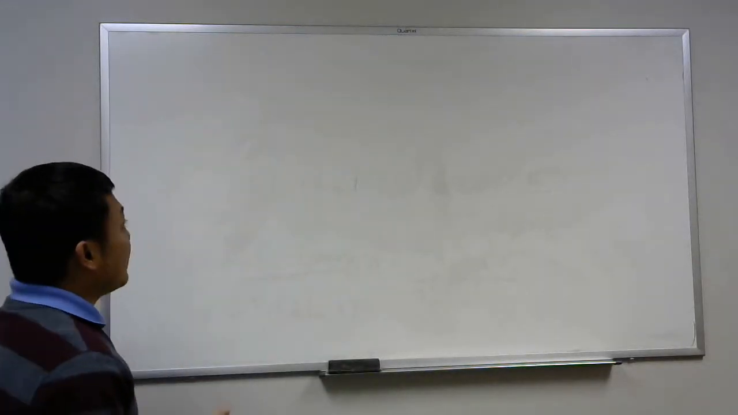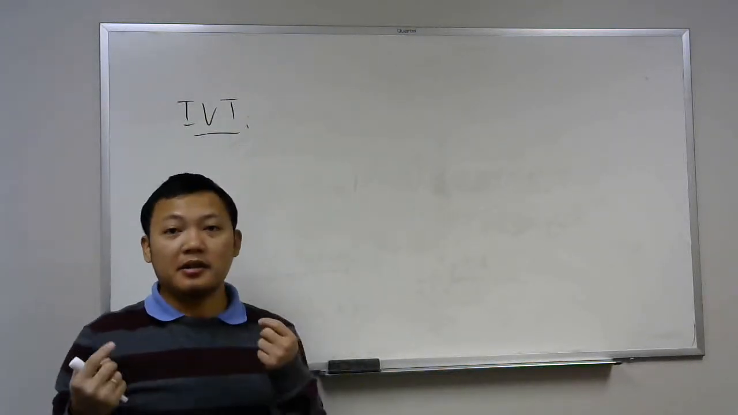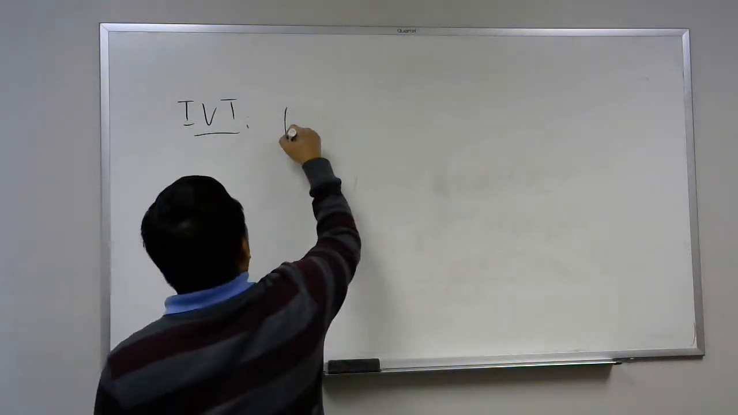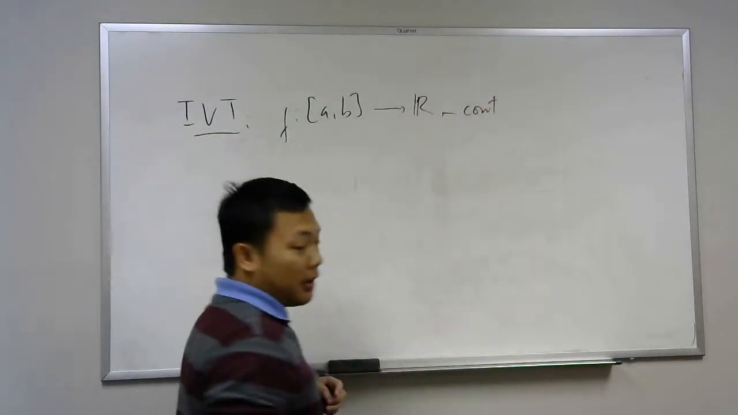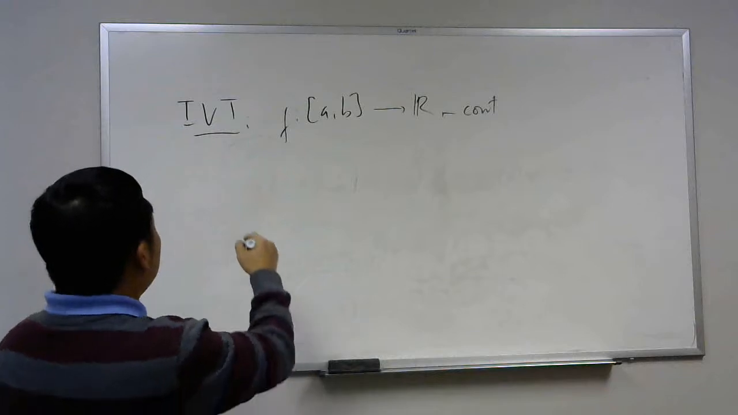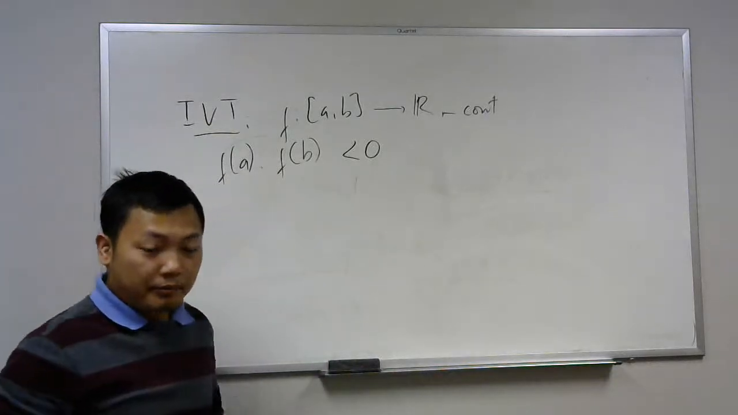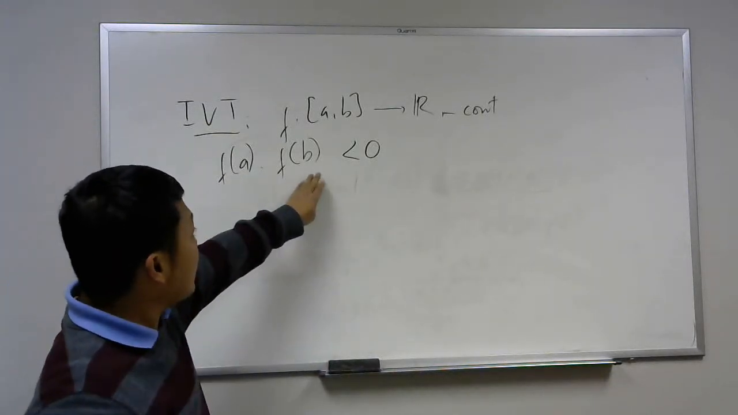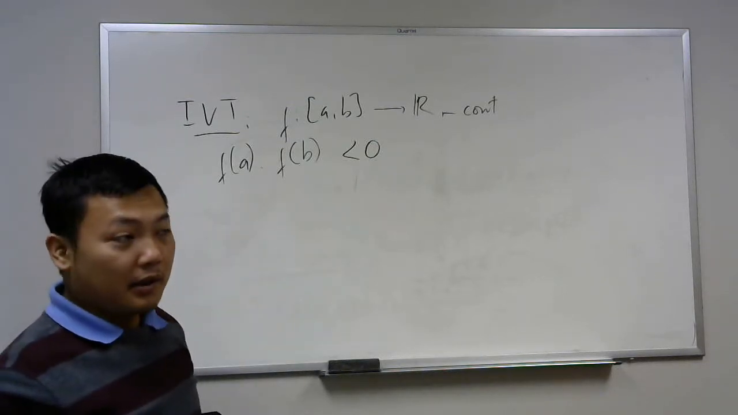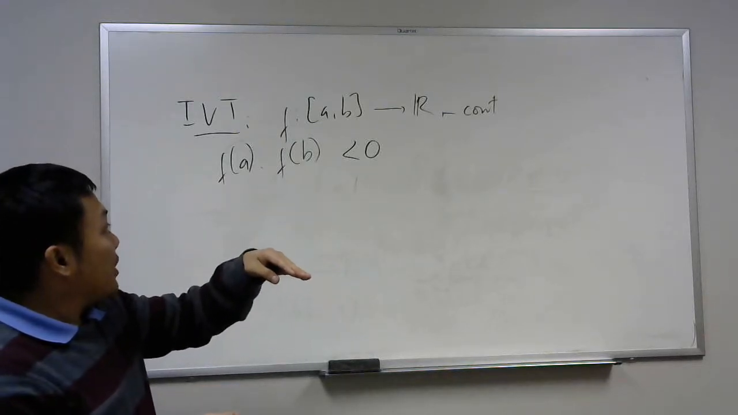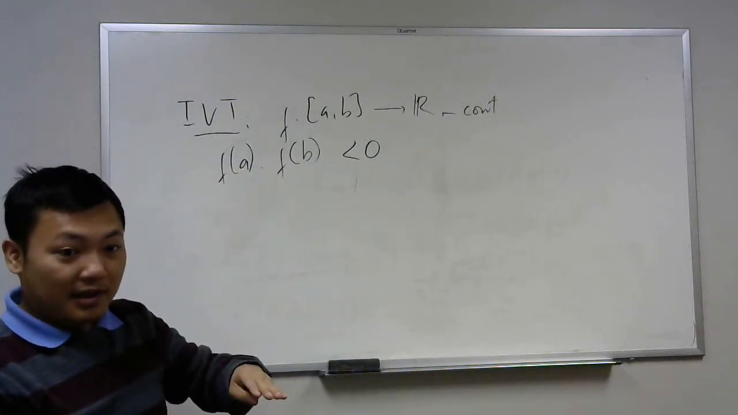Okay, so the IVT theorem says: if you have a continuous function on some closed interval [a, b], such that f(a) times f(b) is less than 0. The condition f(a) times f(b) less than 0 says one number should be positive and one should be negative, right? Or geometrically, we say one point is above the x-axis and one point is under the x-axis.